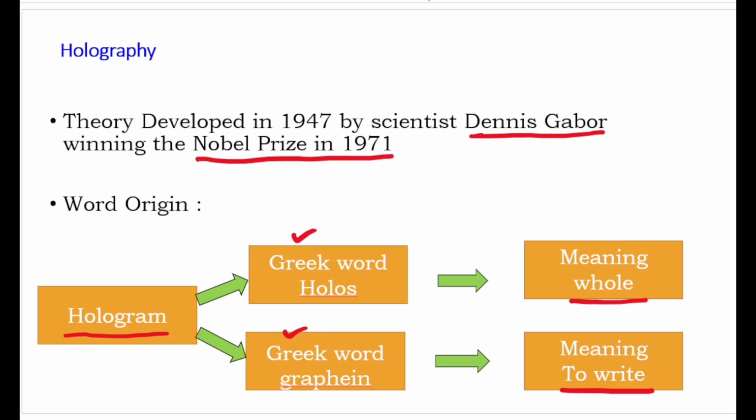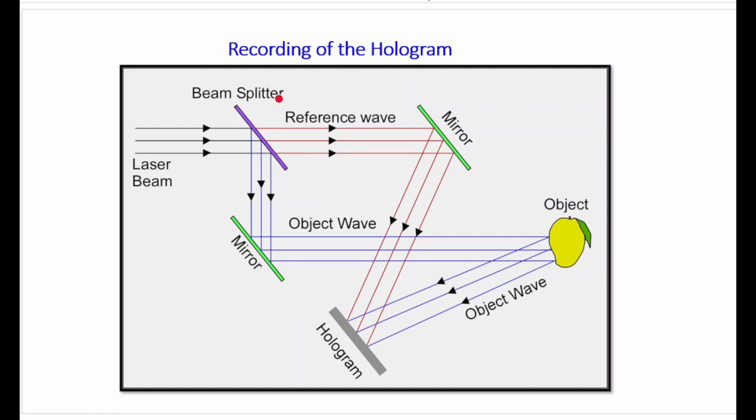Now holography is a two-step process. First is the recording of the hologram. This method requires highly coherent light. We have used a laser beam here, which is highly coherent. This light is incident on a beam splitter. The beam splitter divides the laser beam into two parts. The first is the reference wave and the second is the object wave.